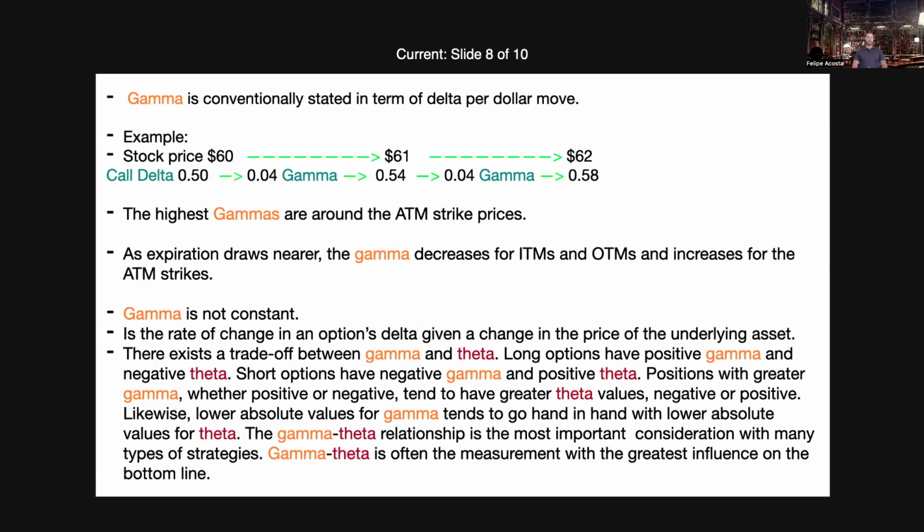Positions with greater gamma, whether positive or negative, tend to have greater theta values. Likewise, lower absolute values for gamma tend to go hand in hand with lower absolute values for theta. The gamma theta relationship is the most important consideration with many types of strategies. Gamma theta is often the measurement with the greatest influence on the bottom line. So it has the greatest influence on whether that contract makes or loses money, right?